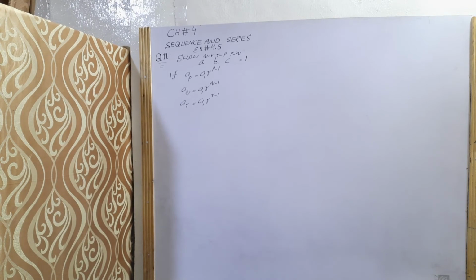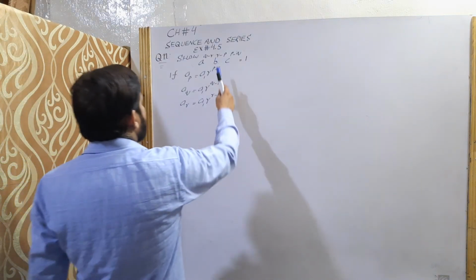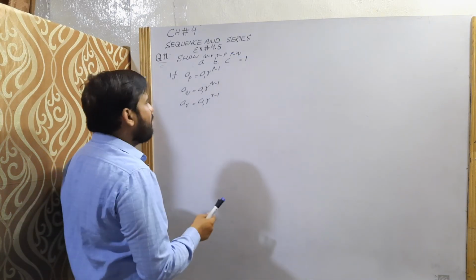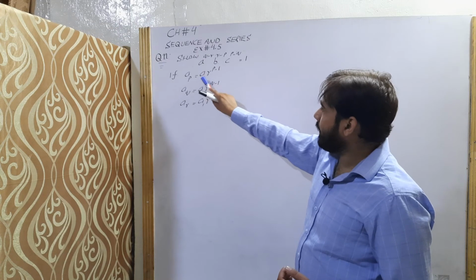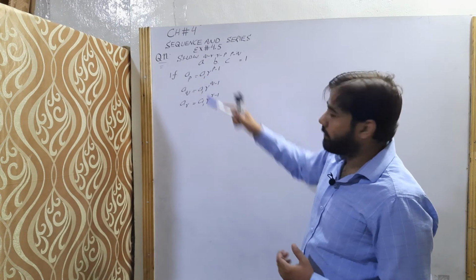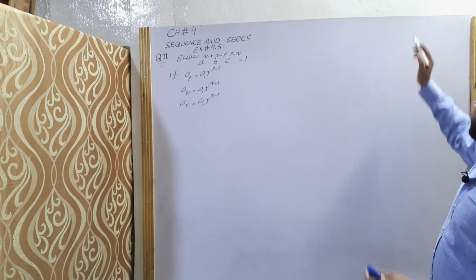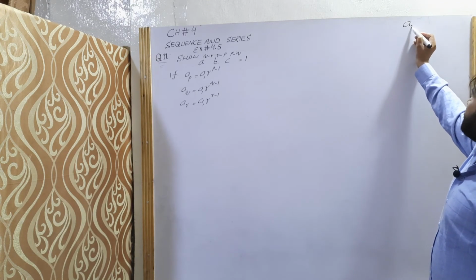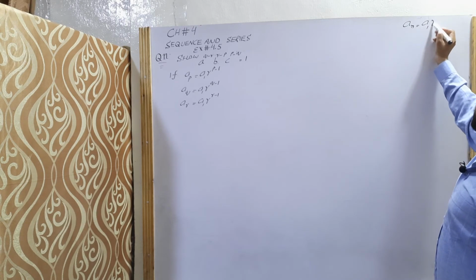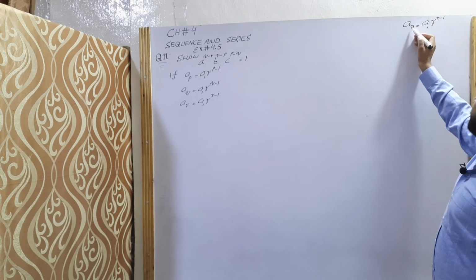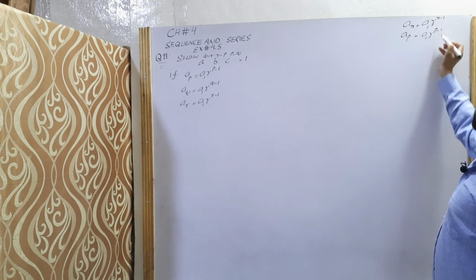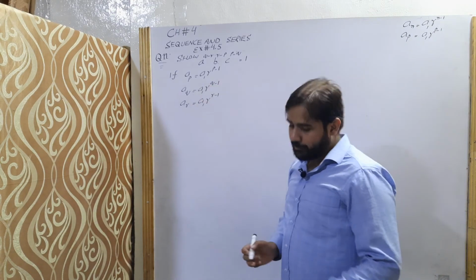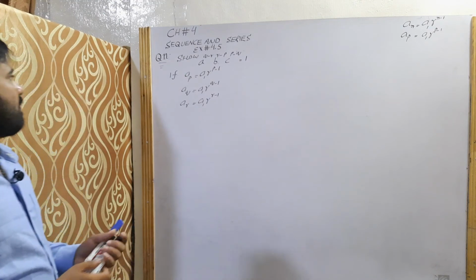Dear student, the next question is: show that a raised to power q minus r, b raised to power r minus p, c raised to power p minus q is equal to 1. Given that the pth term is ap, and we know that ap is equal to a1 r raised to power p minus 1, because the nth term in case of a geometric series is a1 r raised to power n minus 1. So for the pth term, a1 r raised to power p minus 1, for the qth term, a1 r raised to power q minus 1, and for the rth term, a1 r raised to power r minus 1.